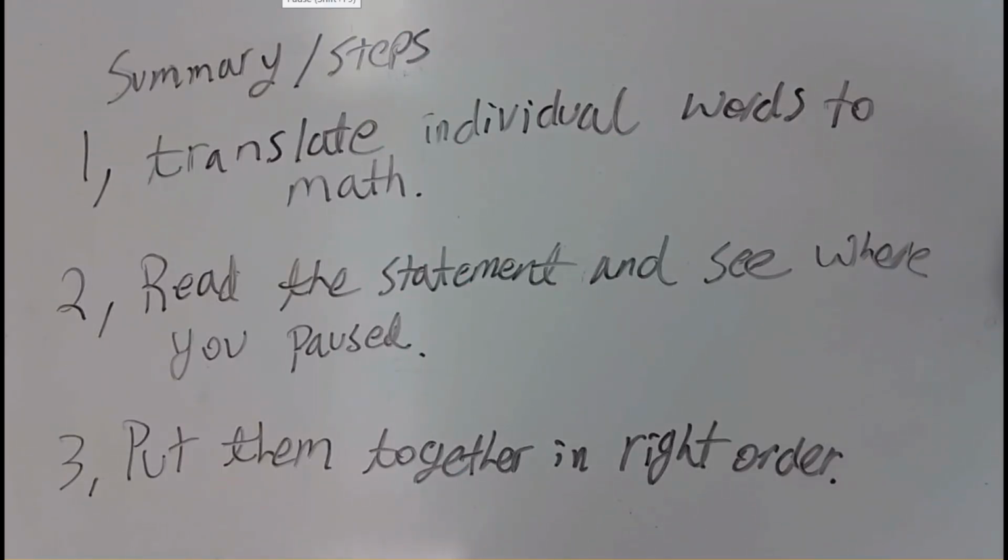So let's sum up today's lesson. When you're trying to translate a sentence to math, the first step is to translate individual words to math. The second is to read the statement out loud and see where you paused to decide which words are together. And the last step is to put them together in the right order. That's it for today, and if you have any questions, please feel free to ask.